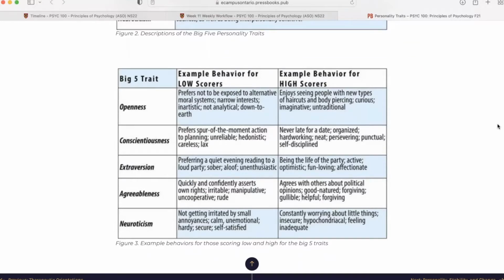A conscientious person with a low score prefers spur of the moment action to planning, unreliable, hedonistic, careless, lax. And a high score would be never late for a date, organized, hardworking, neat, persevering, punctual, and self-disciplined. So you can see the different spectrums, right? Extraversion, a low score: prefer a quiet evening reading to a loud party, sober, aloof, unenthusiastic. And if you are a high scoring extrovert, being the life of the party, active, optimistic, fun loving, and affectionate.